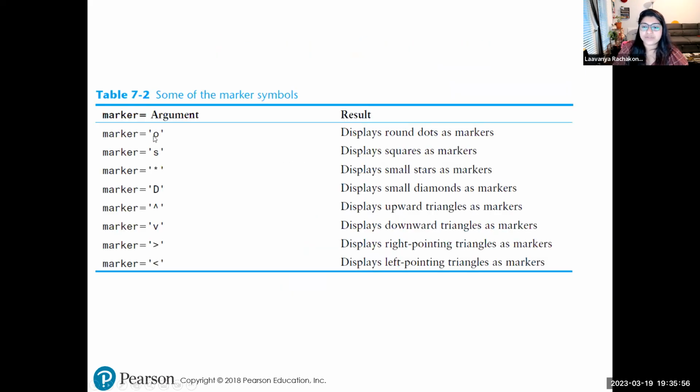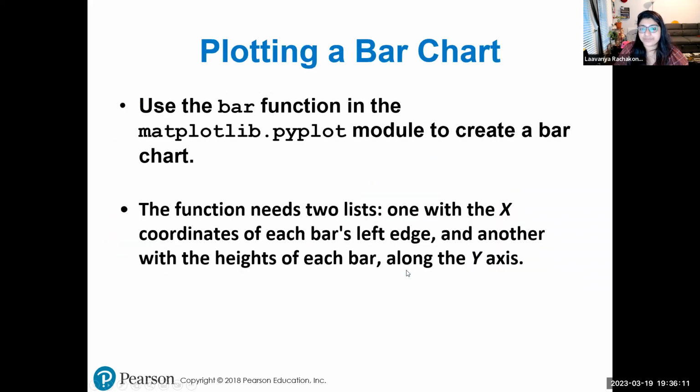So you can have the marker argument to represent the tick marks. So it displays rounds as dots, squares as markers, small stars, diamonds, upward triangle, downward triangle, right pointing triangle, and left pointing triangles. So if you are plotting a bar chart, you can just use the matplotlib.pyplot module to create a bar chart as well.